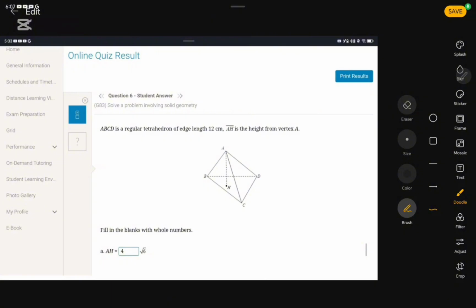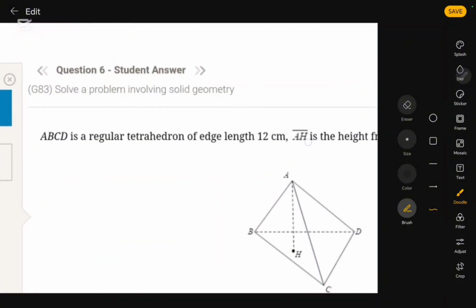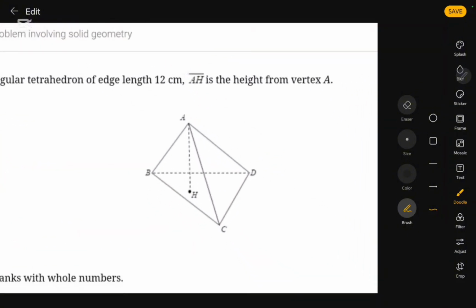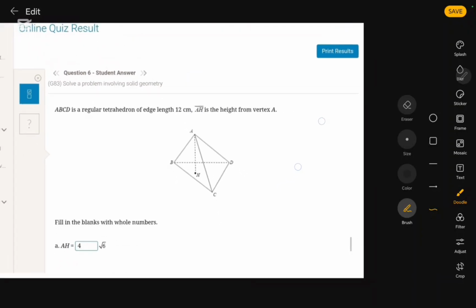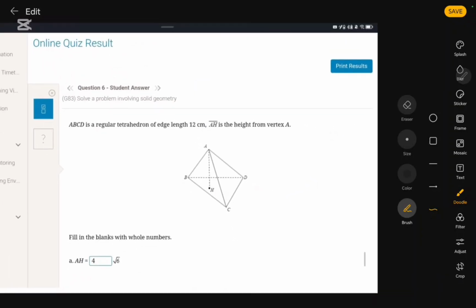Okay, ABCD is a regular tetrahedron. Now, regular tetrahedron means it has equal sides everywhere. Of edge length 12 centimeters. AH is the height from vertex A. Okay. Now they want AH. Now this one is really, really tricky because you have to do a lot of steps. But first of all, we are gonna do something.